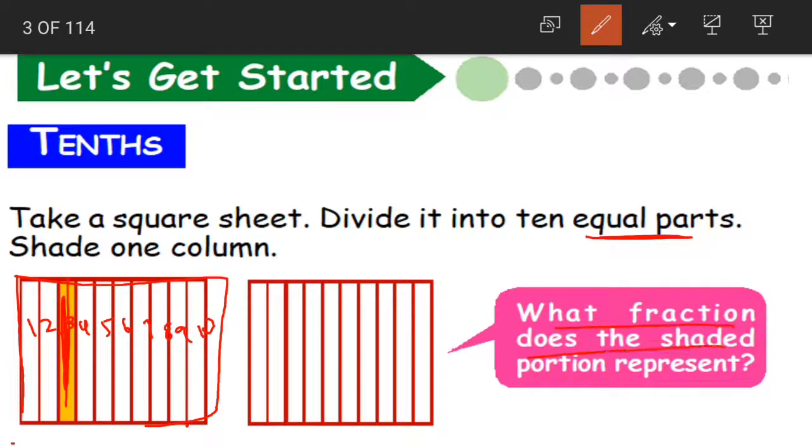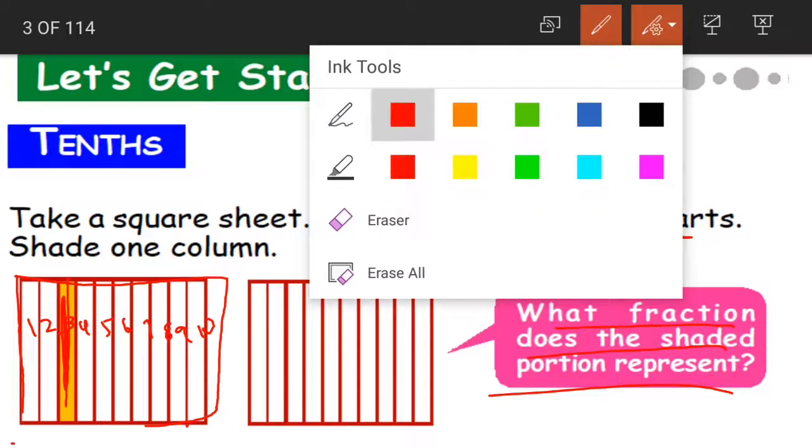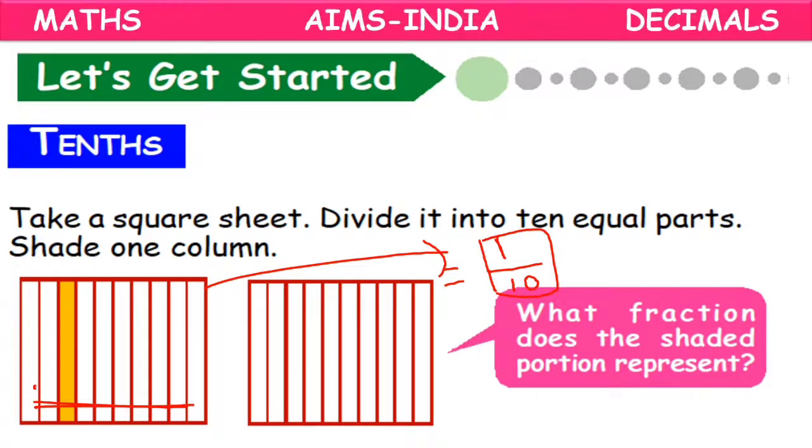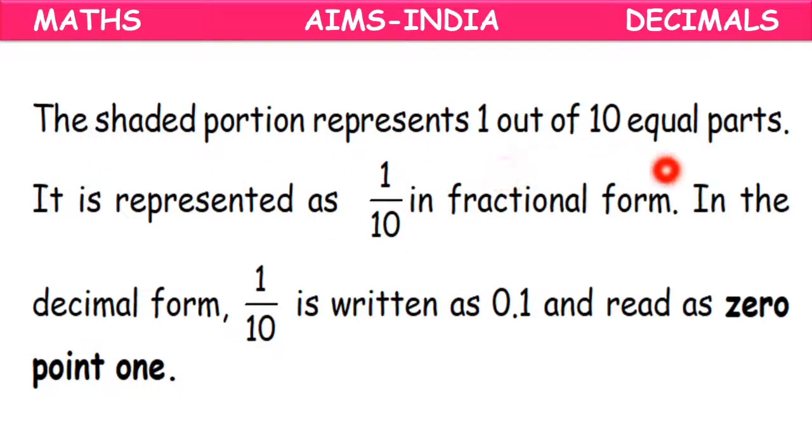Now what fraction does the shaded portion represent, children? We already know how to write the fraction. 1 is shaded, so 1 becomes the numerator, divided by, what are the total number of parts here? 10. So 10 becomes our denominator. Yes, so for this figure here, the fraction becomes 1 by 10. The shaded portion represents 1 out of 10 equal parts. Yes, so it is represented as 1 by 10 in the fractional form. In the decimal form, it is written as 0.1 and is read as zero point one.